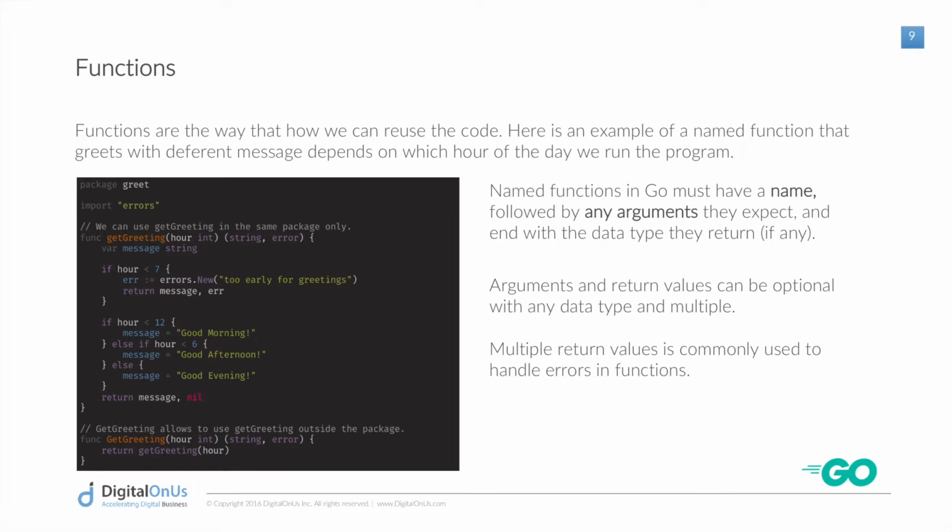So let's take a look at this example. Here is an example of a main function that greets with a different message depending on which hour of the day we run the program. Functions are the way that we can reuse code, and it is a good practice. The way to write a function in Go is using the func keyword, then the name of the function followed by any arguments it expects, and end with the data type they return, if any. Notice, arguments and return values can be optional with any data type and can be multiple. Multiple return values are commonly used to handle errors in functions.